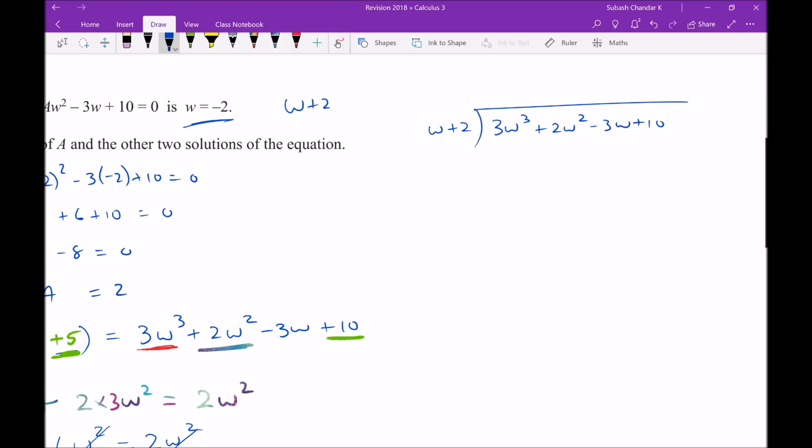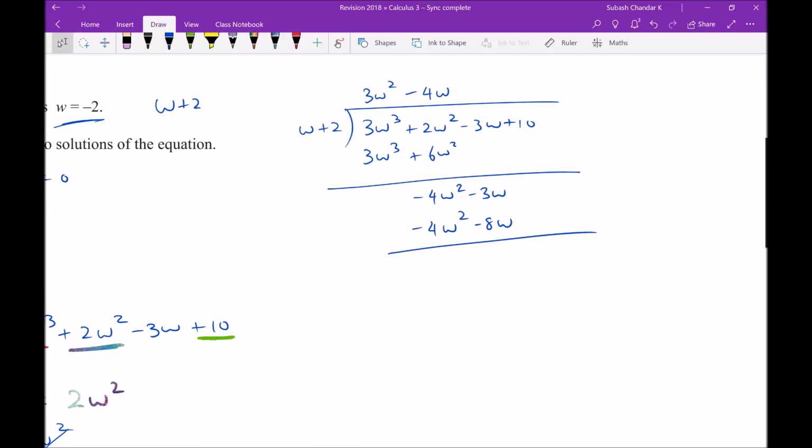So the first concept here is that I've got 3w cubed to get rid of, so it's 3w squared. So 3w cubed plus 6w squared, and then that's going to be 2 minus 6, which is minus 4w squared, sorry, minus 3w. So I've got to get rid of the negative 4w. It's going to be negative 4w squared minus 8w. Then I've got negative 3 plus 8, which is 5w plus 10, plus 5. All right, so that's another way that I could find the factor.